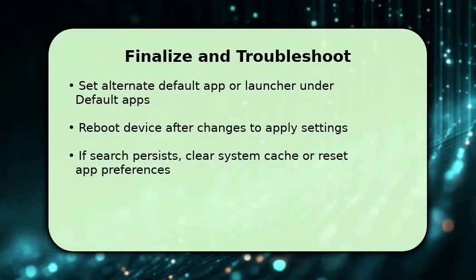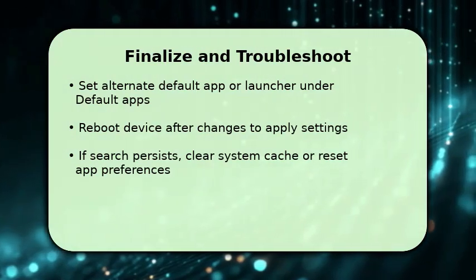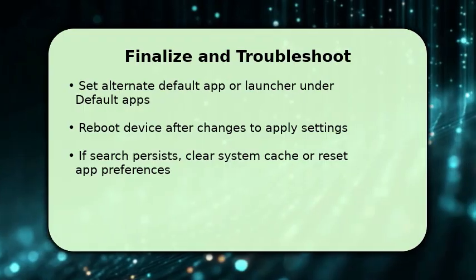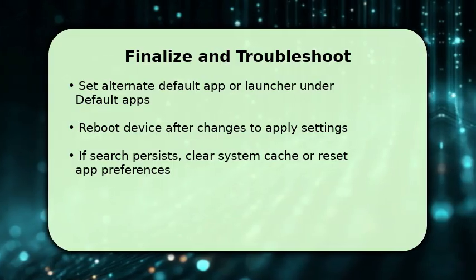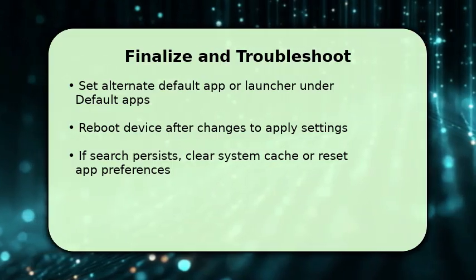You finish by assigning an alternative default launcher or search app under default apps so the system stops invoking the disabled one. This prevents fallback. Then reboot the device to ensure all changes take effect and background services restart cleanly.